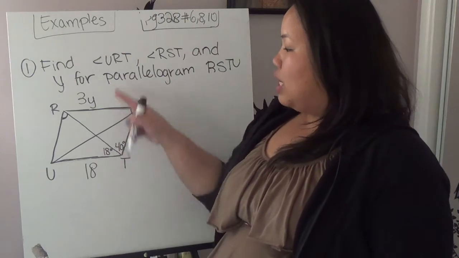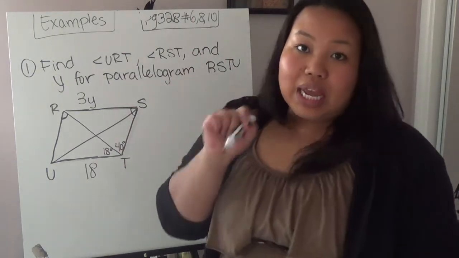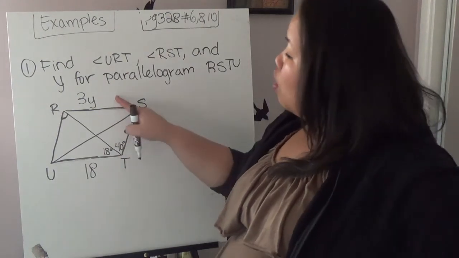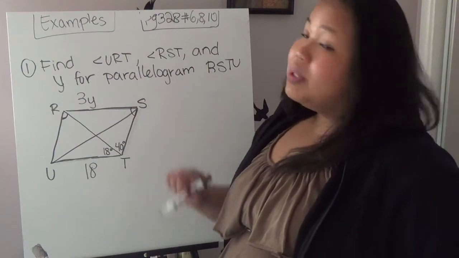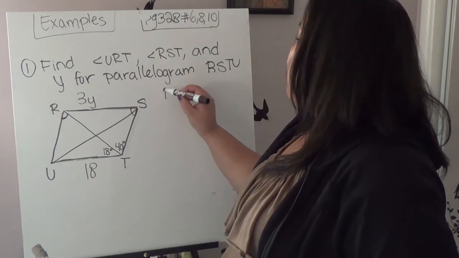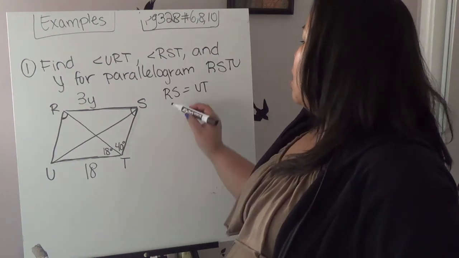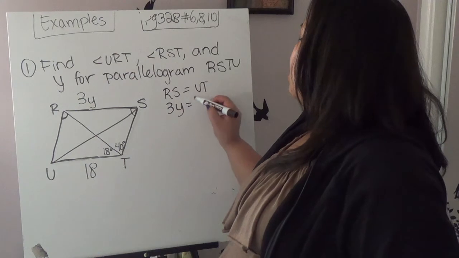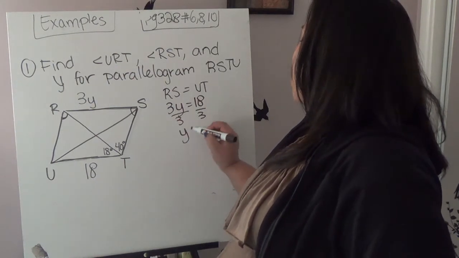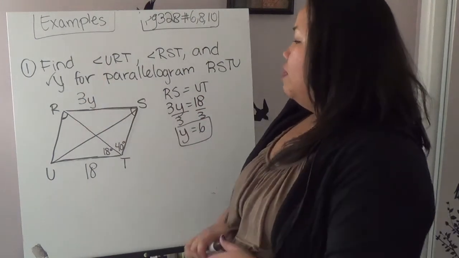Y is an opposite side. The difference I know between a side and an angle is that the angles have little circles. That indicates that it's talking about an angle. This one is dealing with the side, and we know that in a parallelogram, opposite sides are not only parallel, but they're congruent. So I know that RS equals UT from one of the theorems. So I know that 3Y equals 18. Divide both sides by 3, I end up with Y equals 6. So we've got one of them.